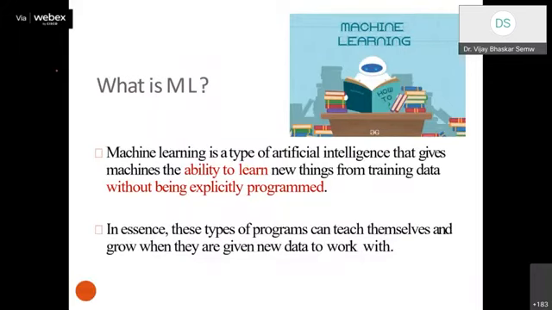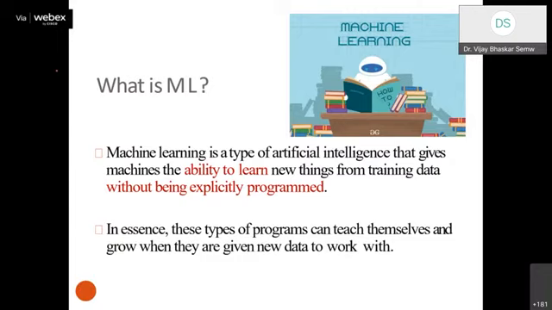So what I mean is, machine learning is a type, a subset of artificial intelligence, that gives the machine the ability to learn things through the training data. That's why we say this is a data-intensive, data-driven technique without being explicitly programmed. We are not training before, we will train after. Once you have the data, the data only helps us to learn. In essence, these types of programs can teach themselves and grow when they are given new data to work on.